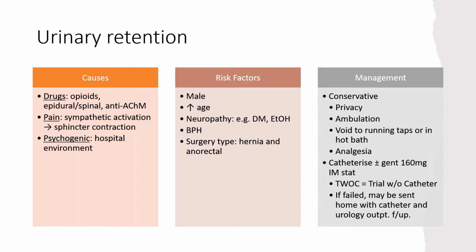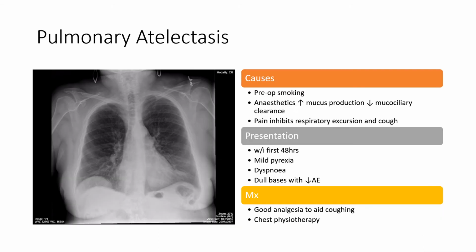Going on to the management, sometimes just giving them some privacy, giving them some time might help, but in most cases, you want to give them some pain relief, and that tends to help void the urine. But a lot of the times that's not going to work, so you're going to pop a catheter in, give them a trial without catheter depending on the type of operation. If it's high risk, they have a graft, and you want to try a TWOC, and if that fails, bring them back later on for a TWOC clinic.